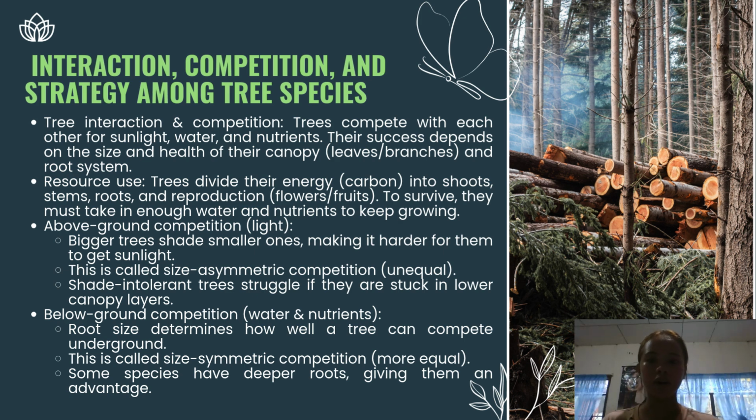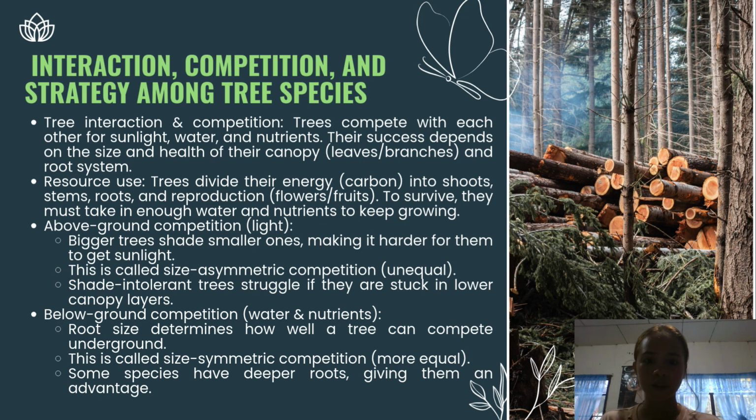Interaction, competition, and strategy among tree species. Tree interaction and competition. Trees compete with each other for sunlight, water, and nutrients. Their success depends on the size and health of their canopy, or leaves and branches, and root system. Resource use. Trees divide their energy, like carbon, into shoots, stem, roots, and reproduction, like flowers and fruits. To survive, they must take enough water and nutrients to keep growing.